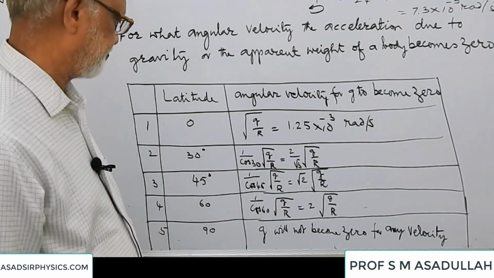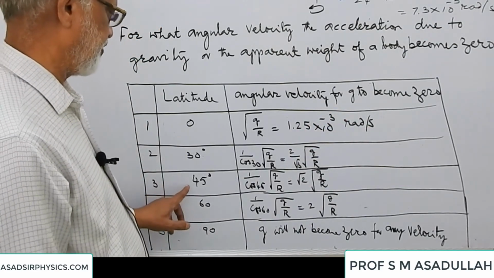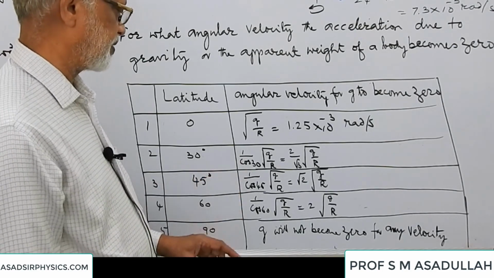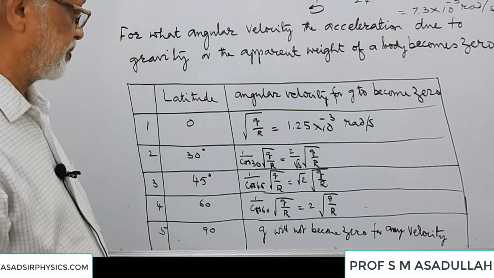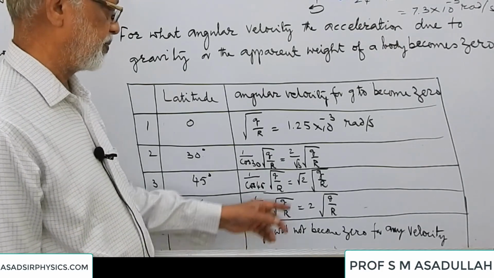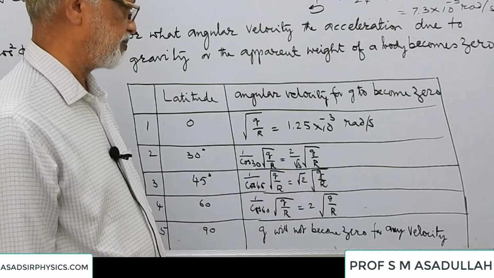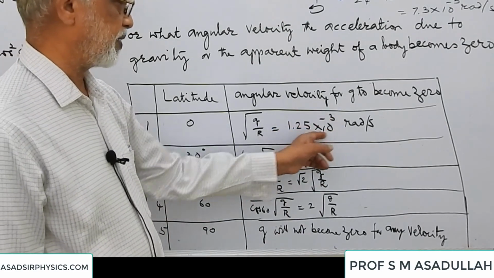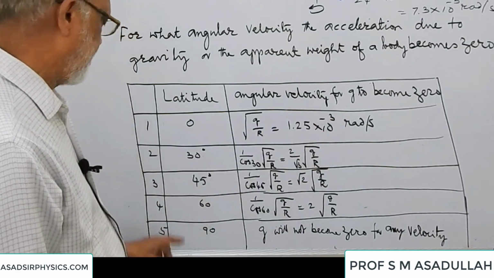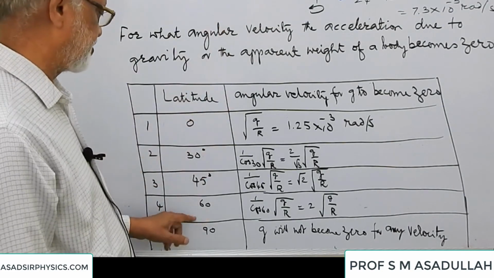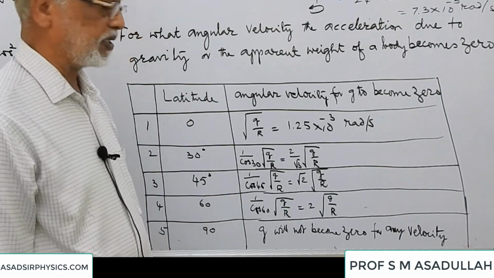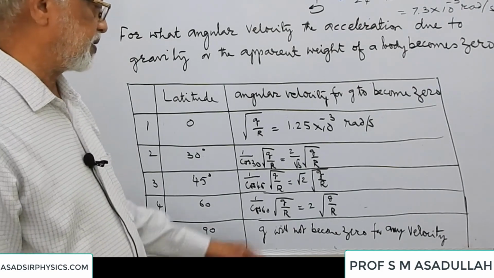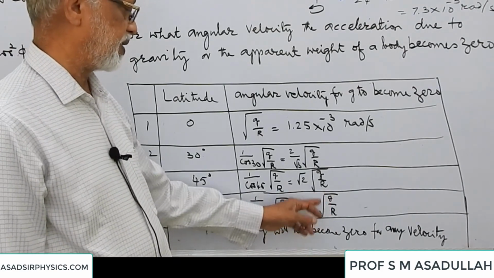You simplify it. Then for latitude 45 degrees, it will be 1 / cos 45 times √(g/R). Cos 45 is 1 / √2, so 1 / cos 45 is √2. That means √2 times this value. Then if you consider a point at latitude 60 degrees, it will be 1 / cos 60 times √(g/R). Cos 60 is half, so 1 / cos 60 is 2. So it will be 2 times √(g/R).